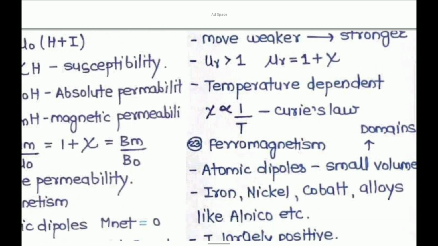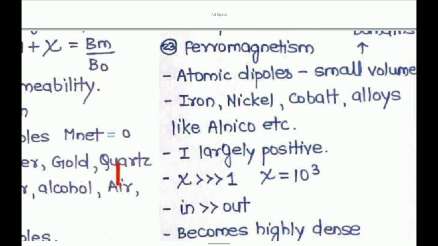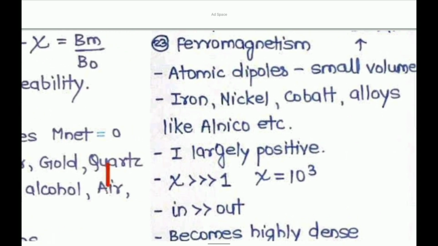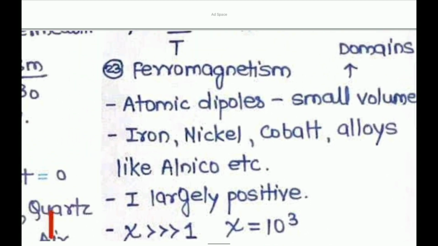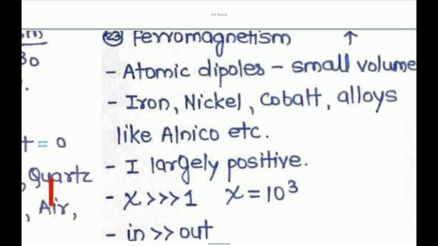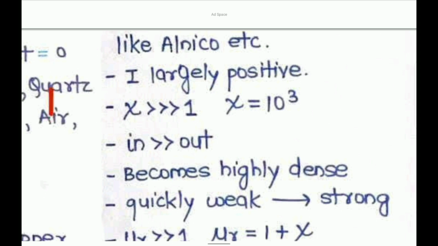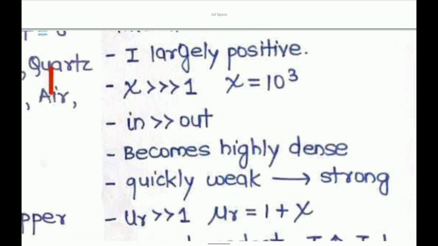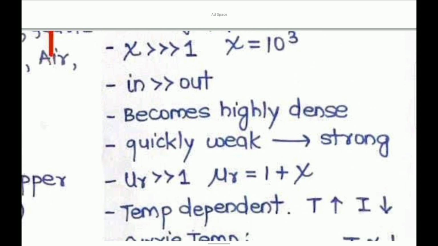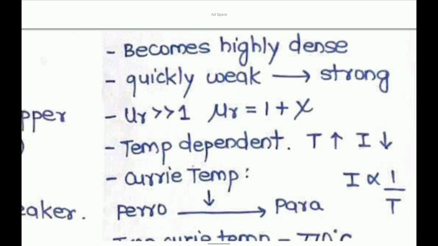Now ferromagnetic substances have atomic dipoles. Examples: iron, nickel, cobalt alloys. Intensity of magnetization is largely positive. Susceptibility is highly positive. They become highly dense and move quickly from weaker field to stronger field. Relative permeability is highly positive, also equal to 1 plus xi. They are temperature dependent.